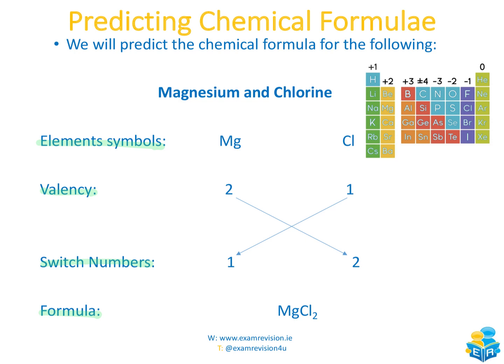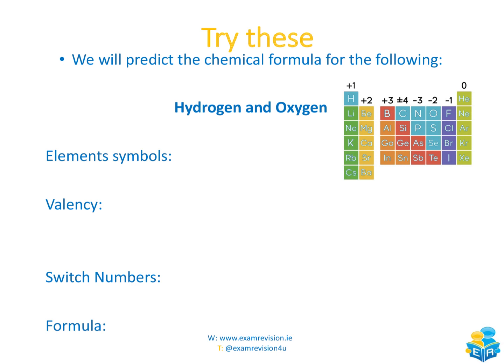So we'll have a look at another. So what happens here when we combine hydrogen and oxygen? Now we know this is actually going to be water. We'll get to this in a second. So our element symbols, hydrogen is H, oxygen is O. Okay, the valency. Hydrogen is 1.